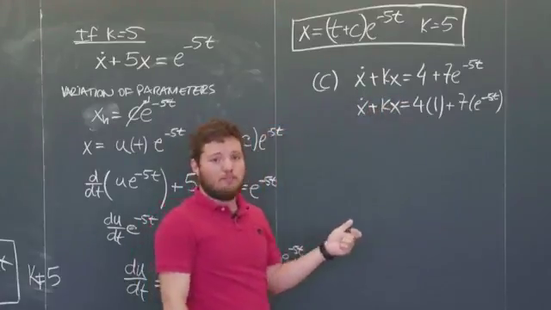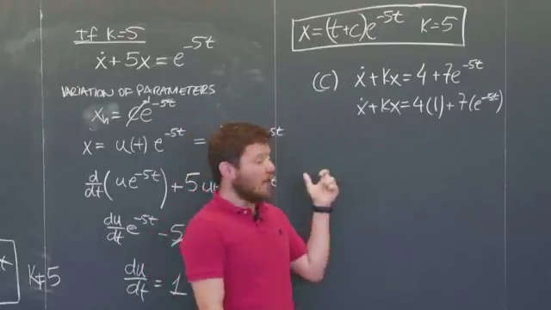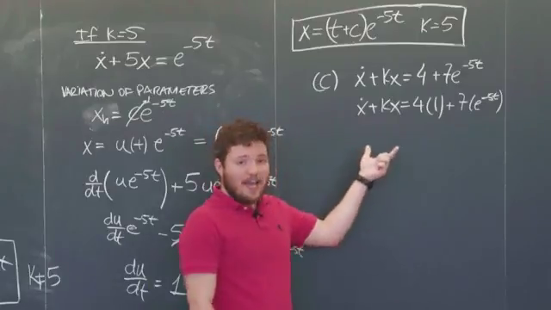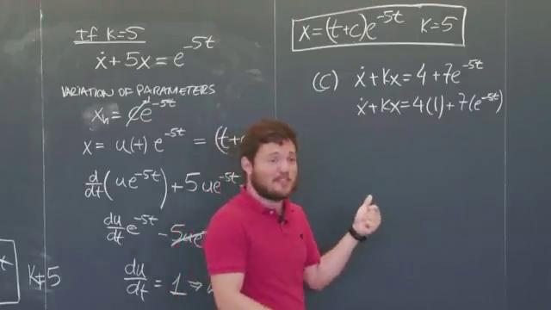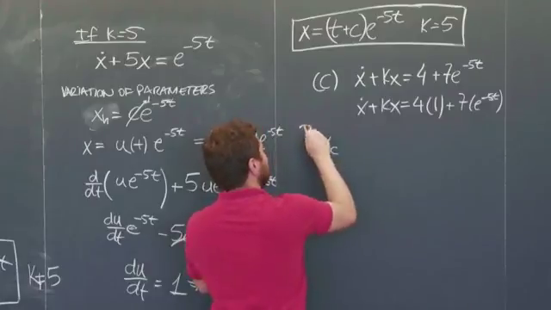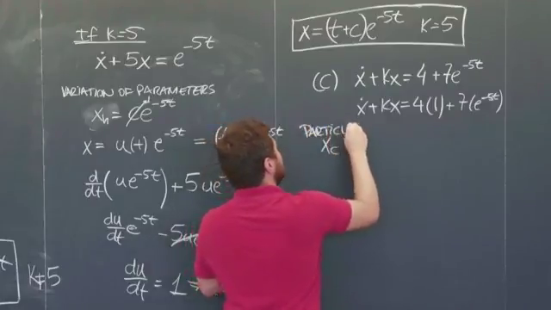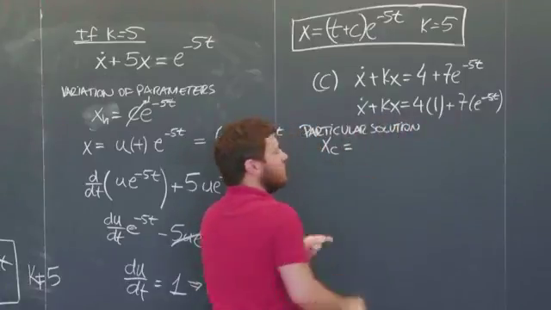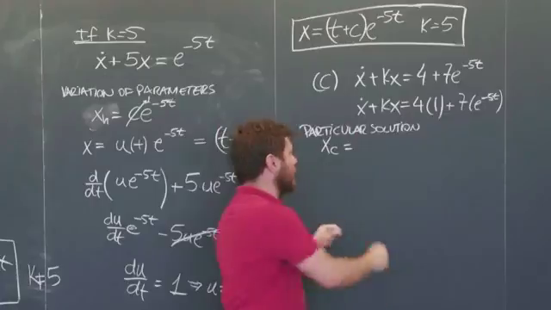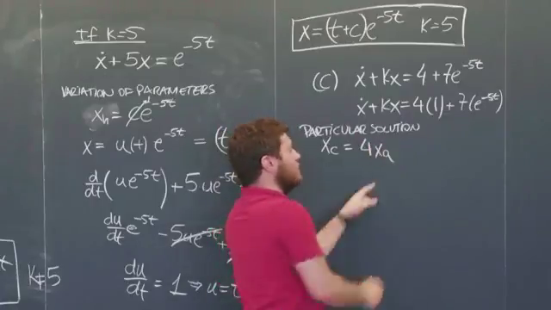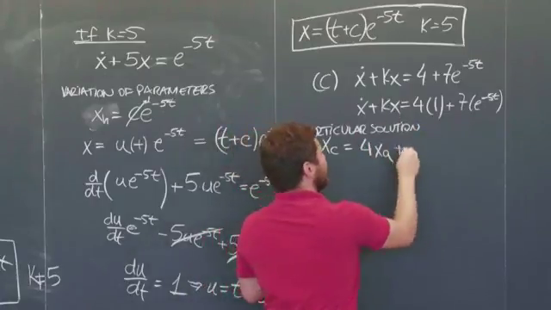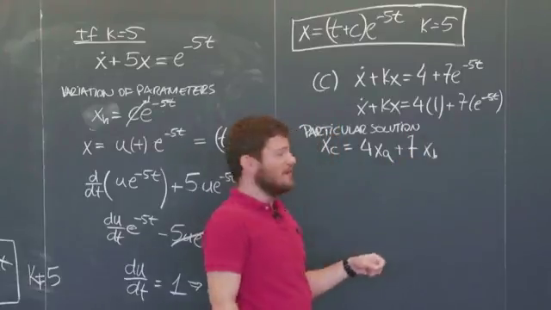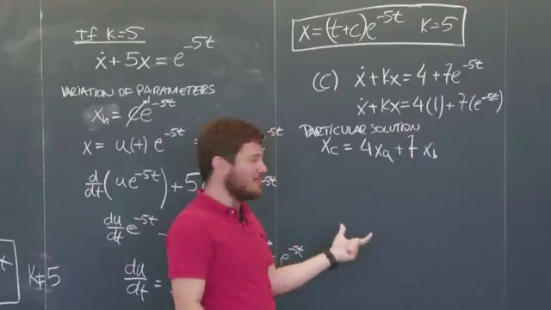So we're solving this problem. Because this equation is linear, we can superpose the solutions that we found in parts A and B and get the particular solution for part C. So the particular solution for part C is recovered by multiplying the solution for part A times 4 and the solution for part B times 7. Note that once again, this is the particular solution.